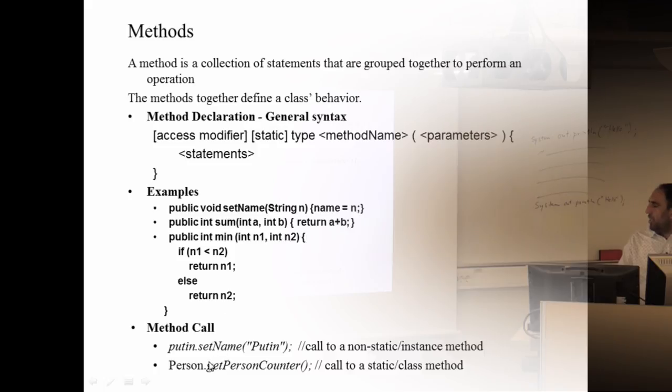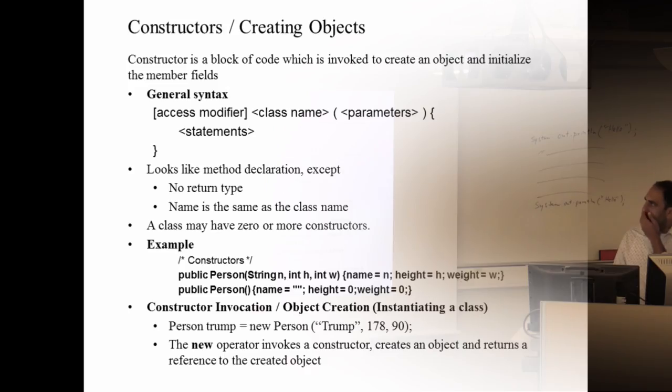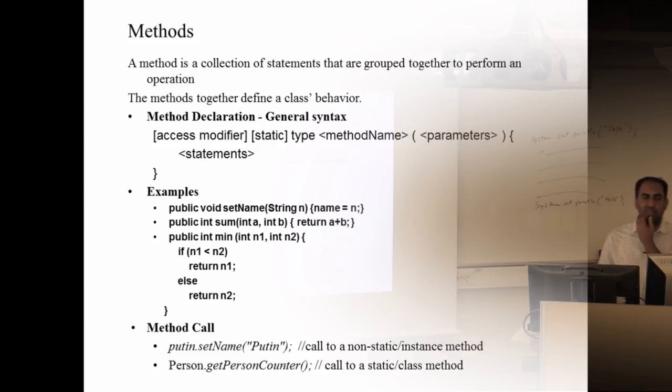And to call a method, you can call it using the object reference, and after that you put the dot operator, then the method name and the input parameters that match the method definition. So there are two types of methods. We have static methods, and we also have non-static methods. The difference between static and non-static methods we will talk about soon.